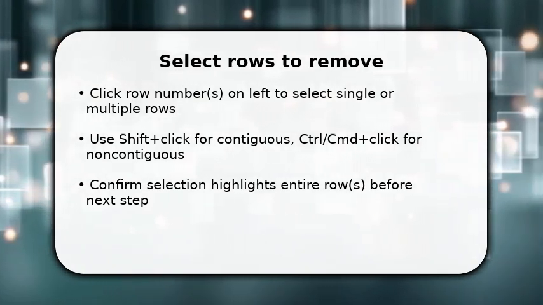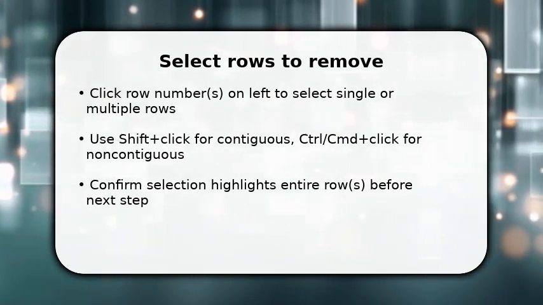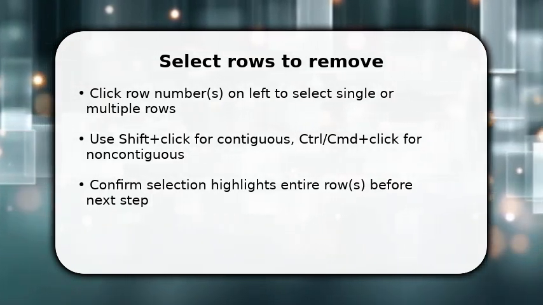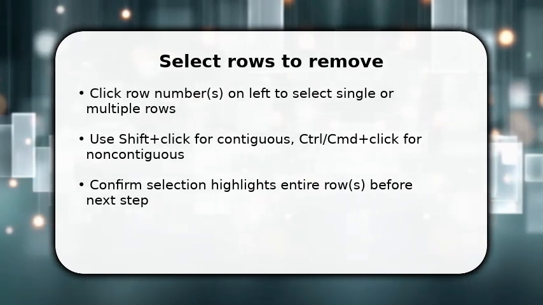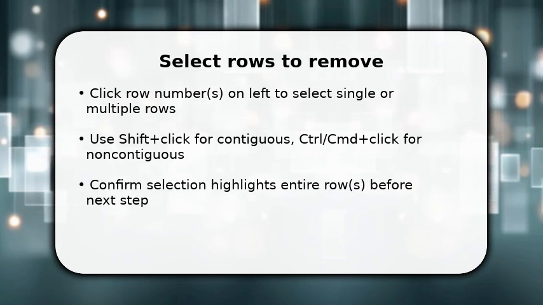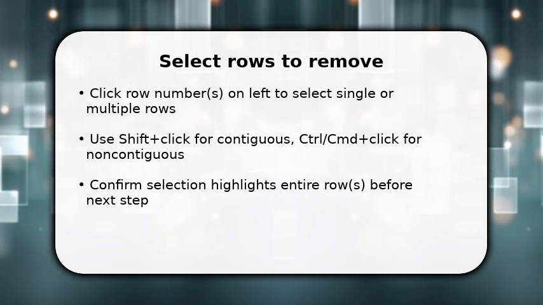Once selected, make sure the entire row is highlighted. This ensures you won't accidentally delete only cell contents. If you prefer keyboard only, press Shift plus space to select the current row, then extend with Shift plus arrow. Now that the rows are selected, move to the next action to remove them cleanly.